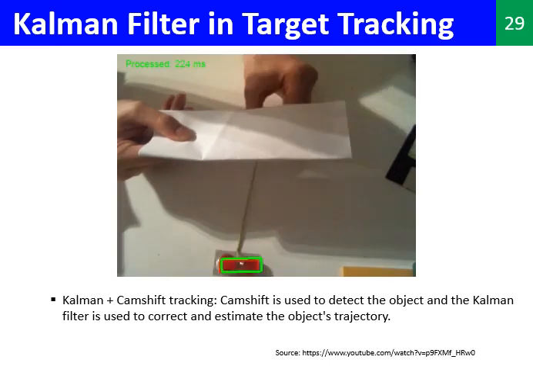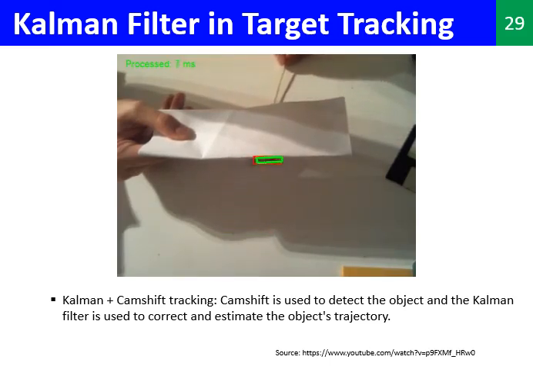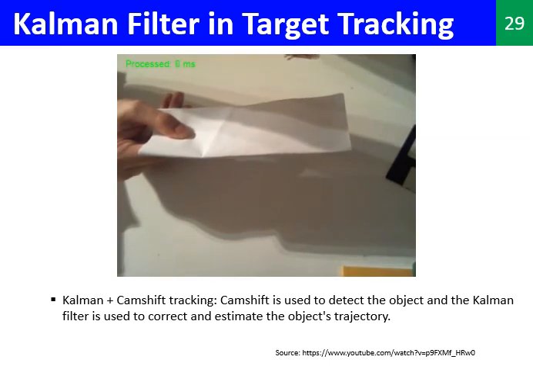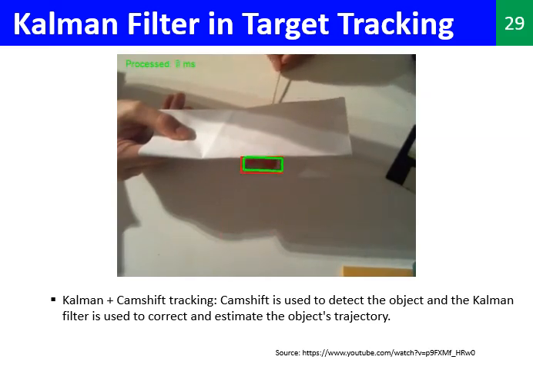Okay, now the question is, how did the object get tracked even when it was occluded by the paper? Any thoughts? Well, if you can recall, the Kalman filter has two stages, the prediction and the correction. So when there are no measurements, only the prediction step is in charge. So it keeps on predicting even when it is not getting any measurements.